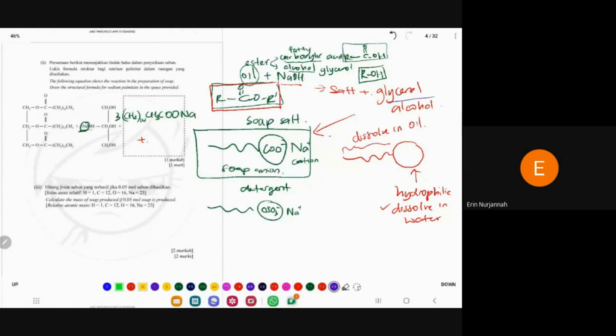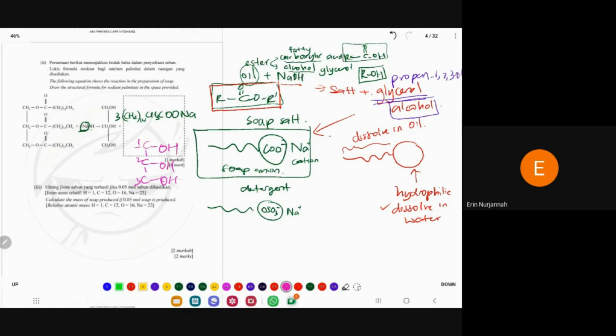Okay, now you produce glycerol. What is glycerol? Propan-1,2,3-triol. Correct? Glycerol is propan-1,2,3-triol. What is propan-1,2,3-triol? It will be 3 C, and each also has OH because it is 1,2,3. Triol, 3 hydroxide. Okay.